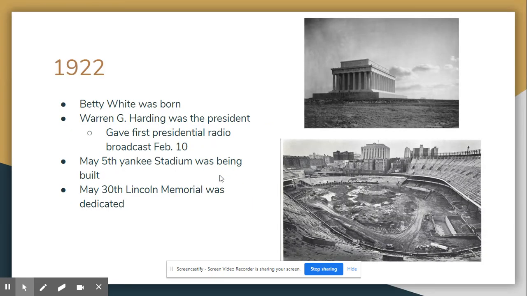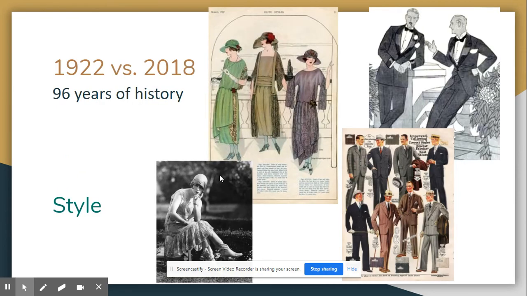In 1922, Betty White was born, just to give you an idea of what was going on during the setting of our novel. Warren G. Harding was the president. He gave the first presidential radio broadcast on February 10th. May 5th, the Yankee Stadium was being built. May 30th, the Lincoln Memorial was dedicated. A lot of big things happening. You can kind of see 96 years of history, and some of the style, and what's changed and what's not.